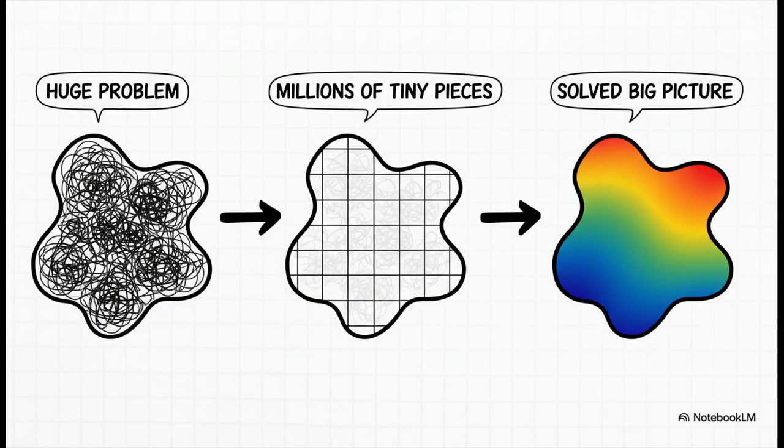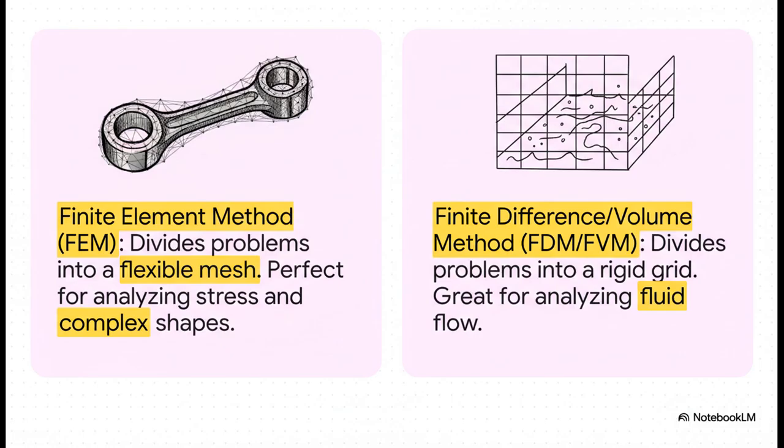The basic idea is actually pretty simple. You take a problem that's way too big and complicated to solve all at once, and you just chop it up. You break it down into millions of tiny, simple pieces that a computer can solve one by one. Then you just put all those results back together to see the big picture. It's a process called discretization. And there are two main ways to do this chopping.